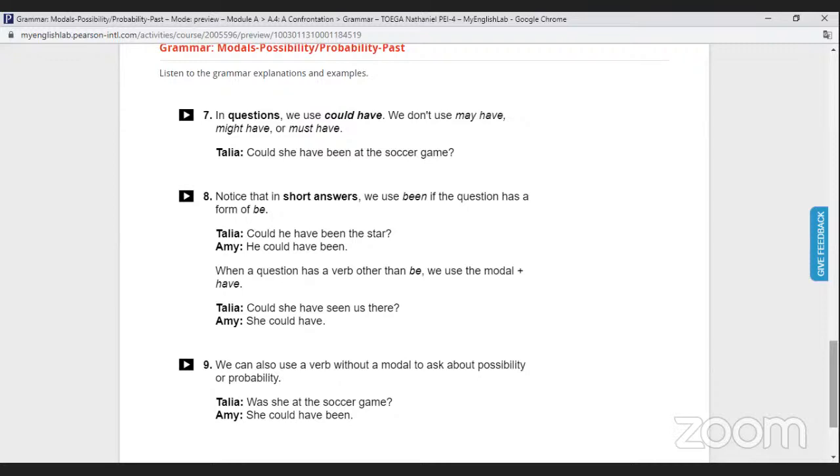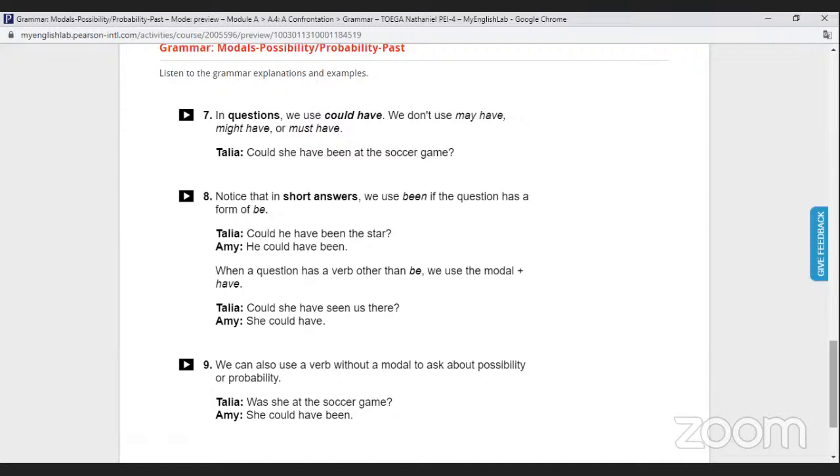Number 8. Notice that in short answers, we use been if the question has a form of be. Read please the examples. Could he have been the star? He could have been. When a question has a verb other than be, we use the modal plus auxiliary plus have. Could she have seen us there? She could have. Okay, very good.